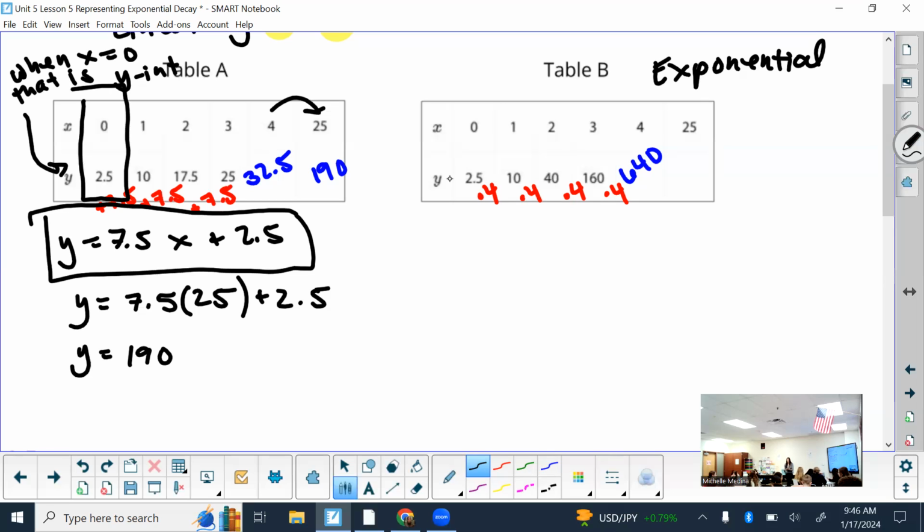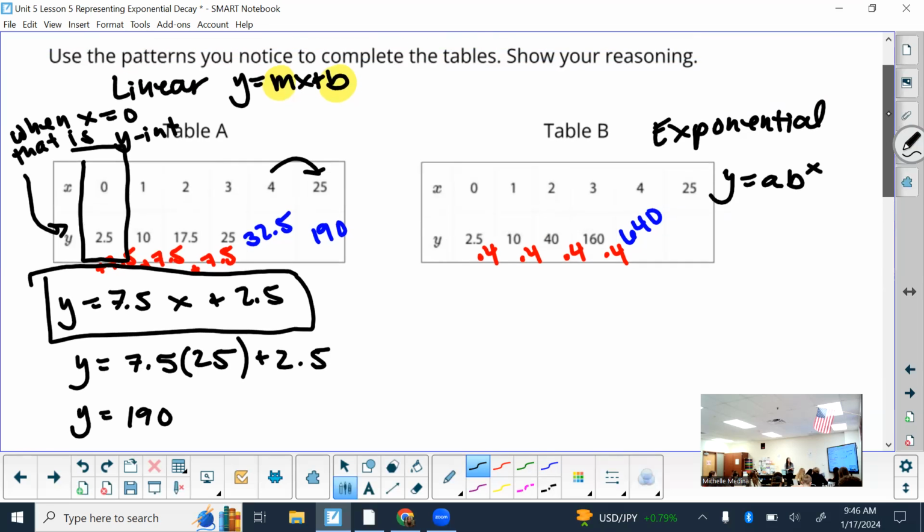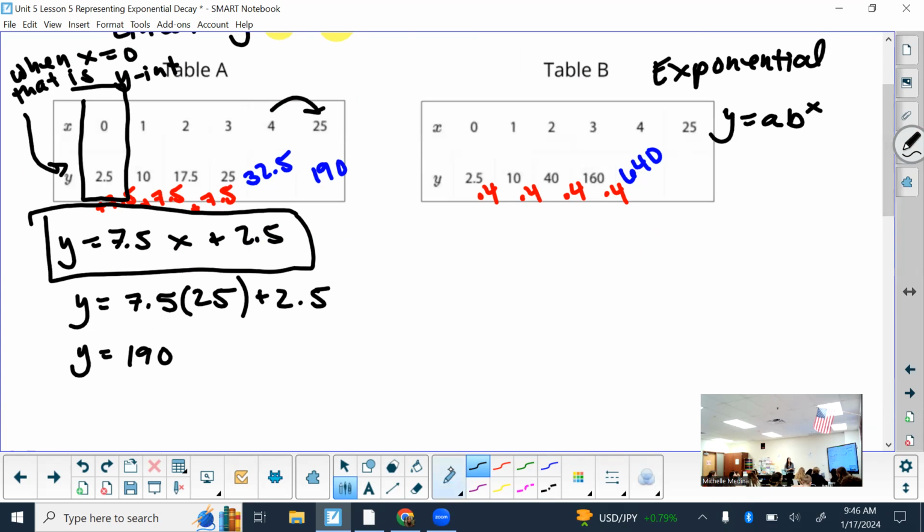Y equals A times B to the X. Good. So like how a lot of you already know linear is Y equals MX plus B, you need to know exponential is Y equals A times B to the X. What gets replaced with numbers usually in this one is A and B. B is not going to be the y-intercept this time.